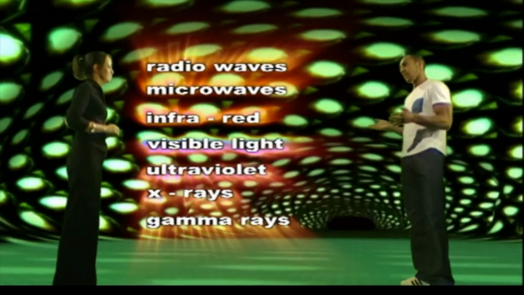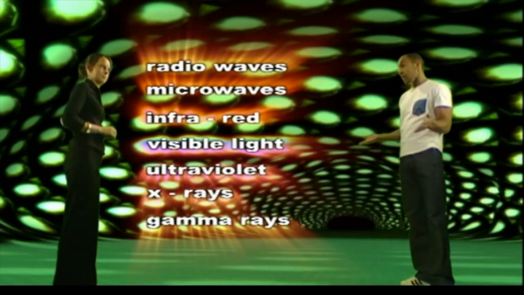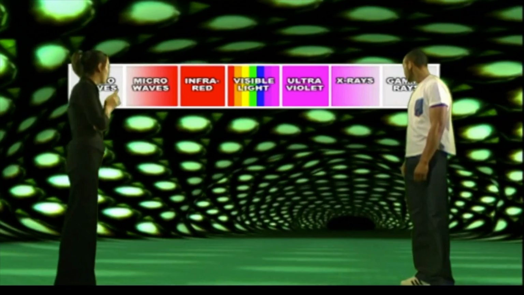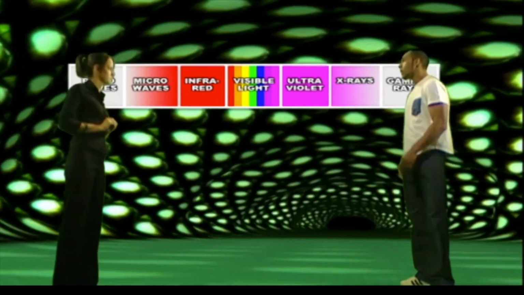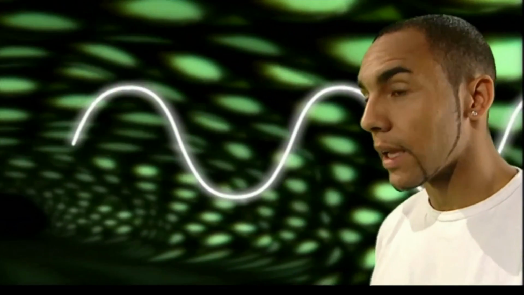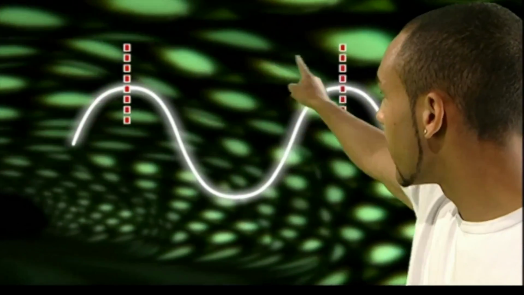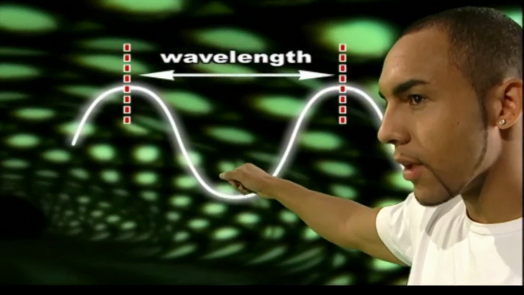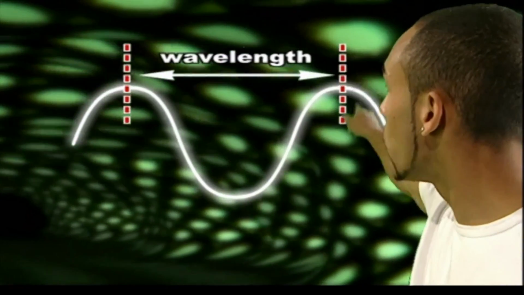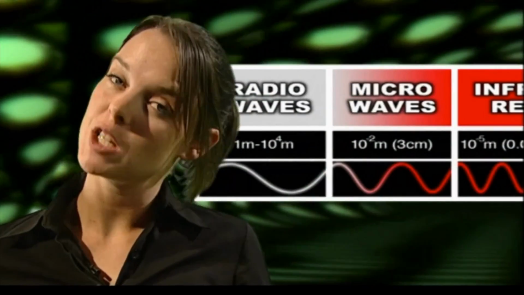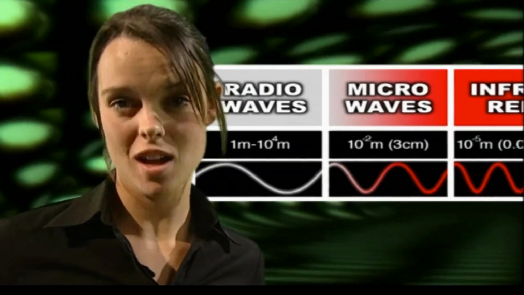Okay, that makes sense, but why are the waves arranged in that order? The waves are arranged according to the size of their wavelength and frequency. Oh, I know what this means. If we take a wave like this one, the distance from one peak to the next peak is the wavelength, and the number of peaks or complete waves you get in 1 second is the frequency? Precisely. Now let's see what the waves look like for each of the 7 types.